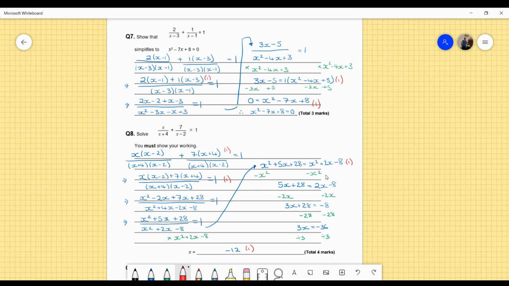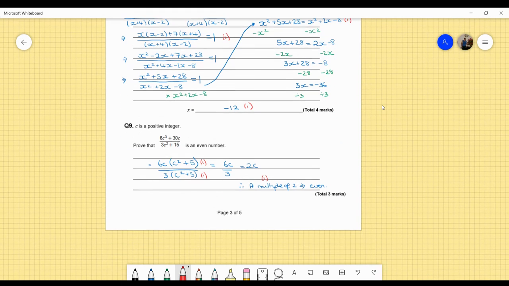And then we need to simplify to try and solve. So minus x squared from both sides makes it look a lot easier. Then we've got an equation with an x on both sides, so we always get rid of the smallest number of x's first. That's going to leave us with 3x plus 28 equals minus 8. Take away 28 from both sides and divide by 3, and you get a final mark for the correct answer of x equals minus 12.